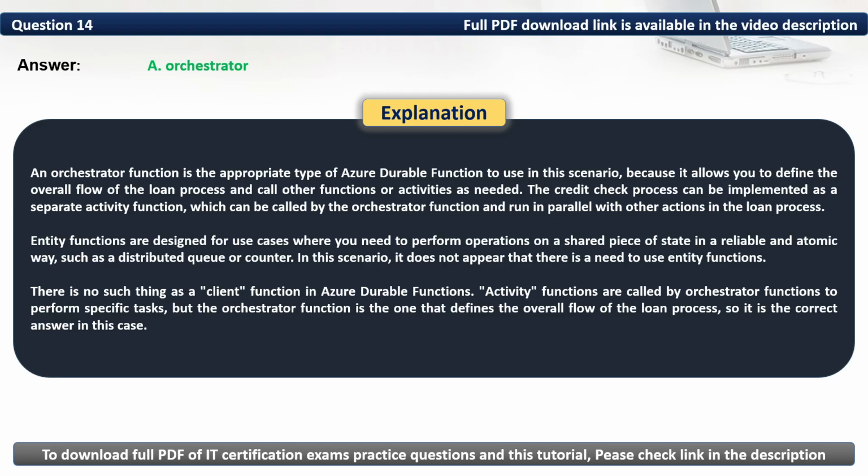Entity functions are designed for use cases where you need to perform operations on a shared piece of state in a reliable and atomic way, such as a distributed queue or counter. In this scenario, it does not appear that there is a need to use entity functions. There is no such thing as a client function in Azure durable functions. Activity functions are called by orchestrator functions to perform specific tasks, but the orchestrator function is the only one that defines the overall flow of the loan process. So it is the correct answer in this case.